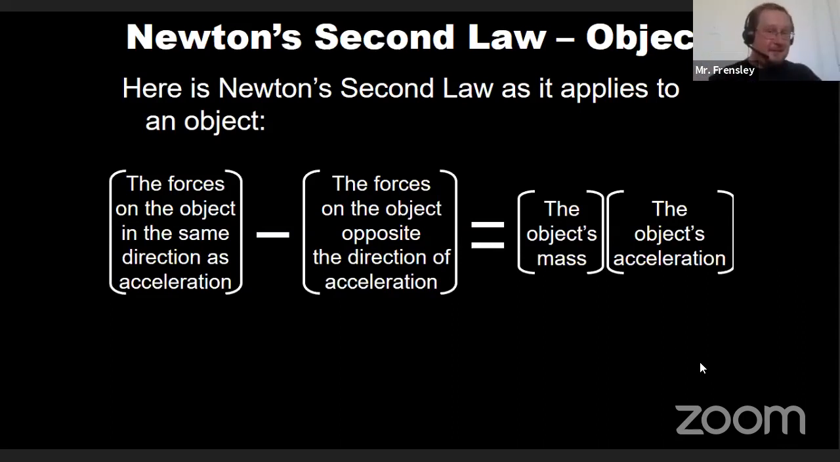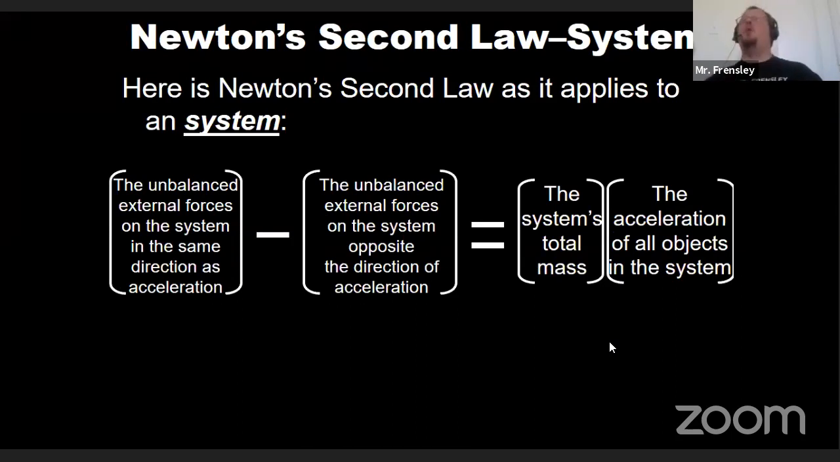What if we have a system of objects instead? Well, if you have a system of objects, it's almost the same equation, except now I'm going to look at the external forces on the system that are in the same direction as acceleration. What's an external force? Well, let's first talk about what a force is to begin with. A force is one object pushing or pulling another object. The object that's doing the pushing or pulling, we call the agent of the force, and the object that's being pushed or pulled, that's the object of the force. The agent is doing the pushing or pulling, the object is being pushed or pulled.